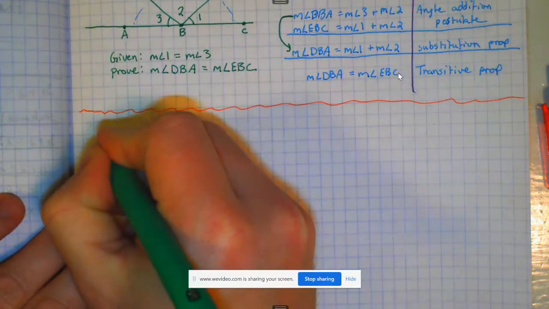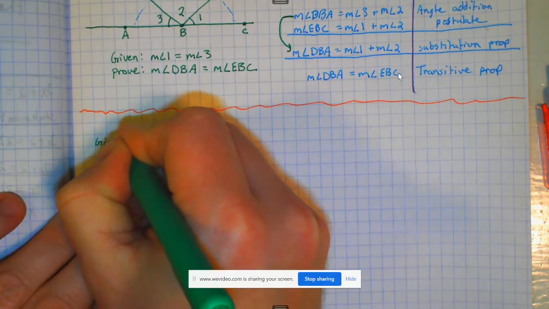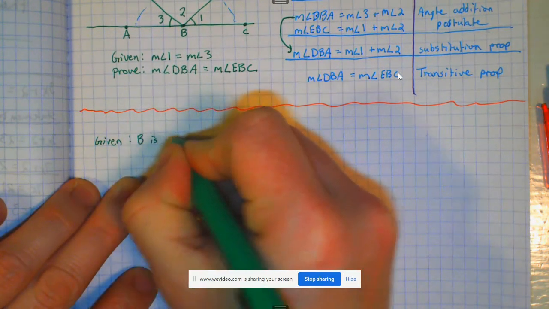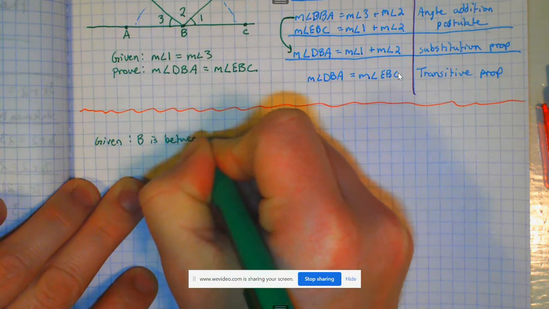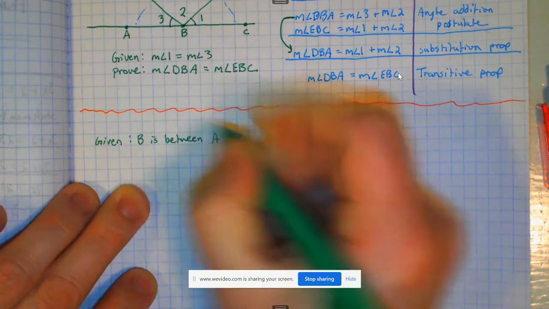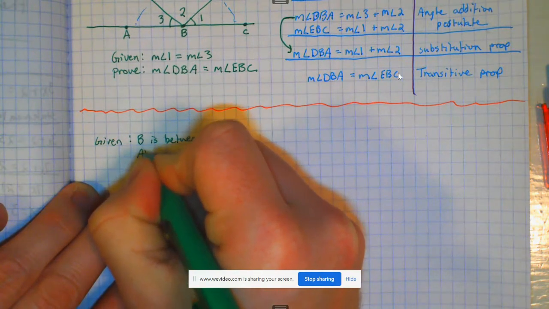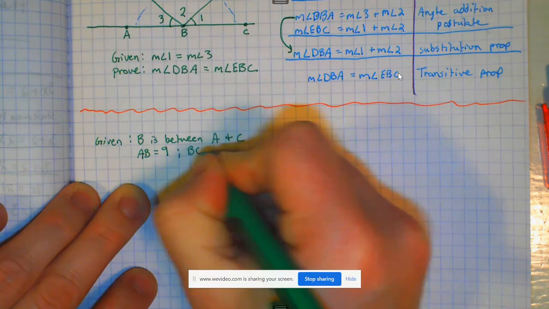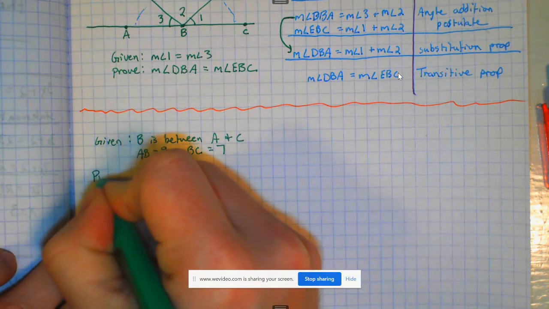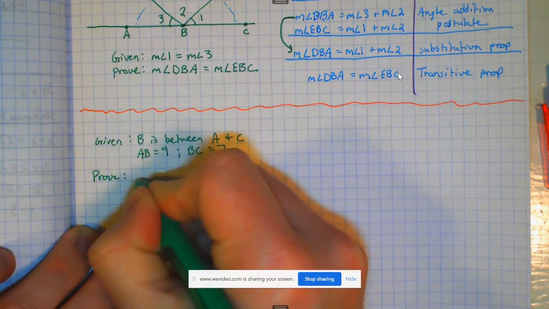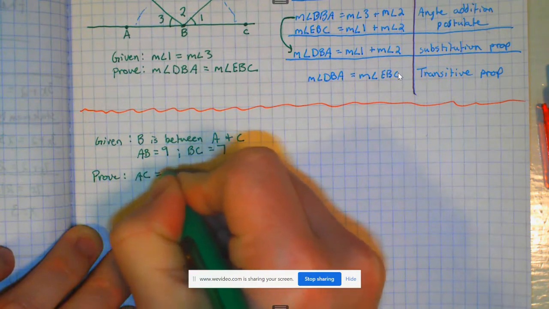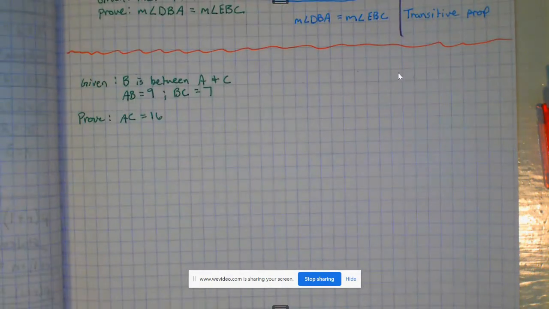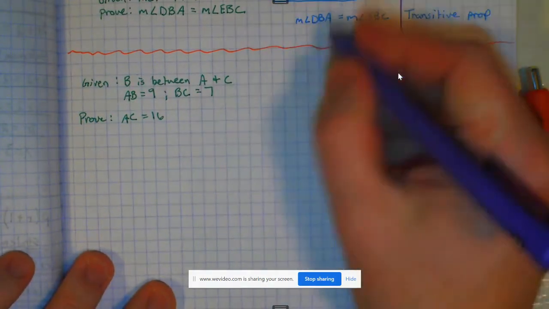So let's say we're given that B is between A and C. AB equals 9. BC equals 7. Prove AC equals 16. Now here they don't give us a diagram. That doesn't mean we can't draw one, but they just didn't give us one right away.